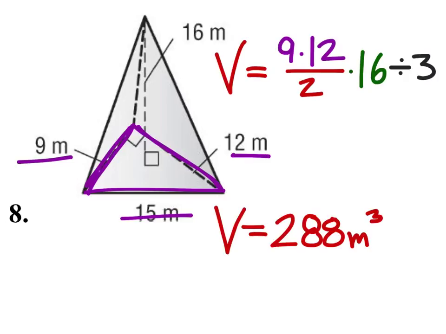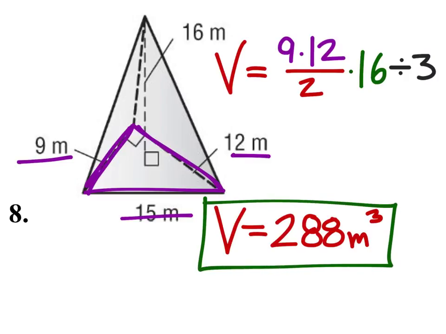Alright, so I got 288 meters cubed like this. Now if you didn't like the way that was explained, that's alright. Let's go ahead and go back to this and retry it. You could just use the formula for this, but it's important to know how to get the formula just in case we forget it.